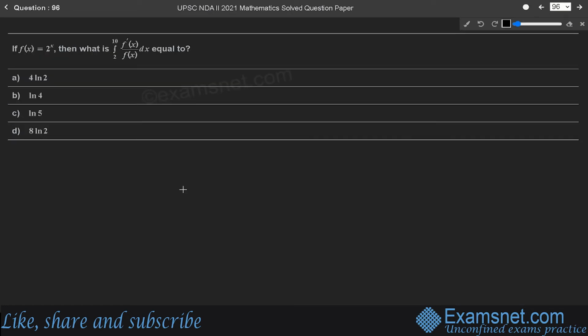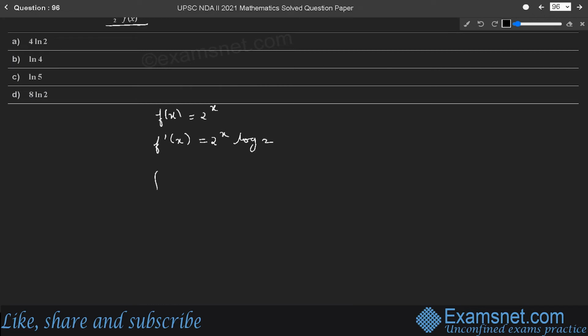Next question is, if f of x is equal to 2 to the power x, then what is the value for integration of 2 to 10 f dash x upon f of x dx equal to? A function is given which is f of x is equal to 2 to the power x. So f dash x will be equal to 2 to the power x log 2. Now we have to find the value for this expression.